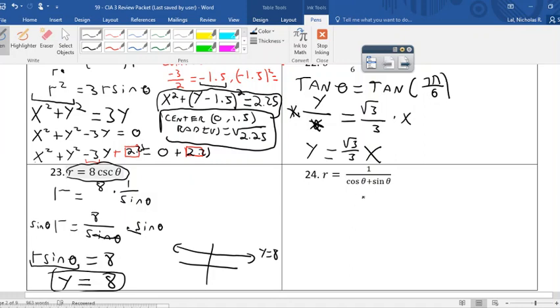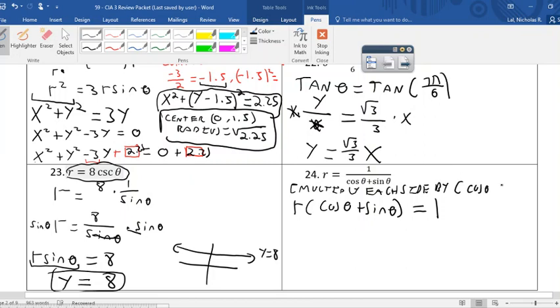With 24, r is equal to 1 over the cosine of theta plus the sine of theta. So here we want the form x plus y equal to 1. Our first step is to multiply each side by cosine of theta plus sine of theta. So if we multiply the left side by cosine of theta plus sine of theta, and the right side by cosine of theta plus sine of theta, you will have r times the cosine of theta plus the sine of theta equals 1. So our first step was to multiply each side by the cosine of theta plus the sine of theta.